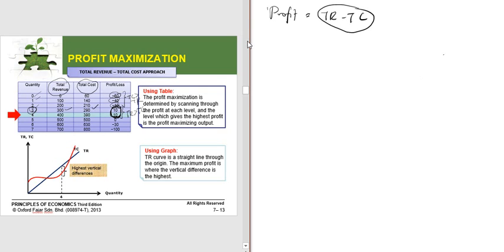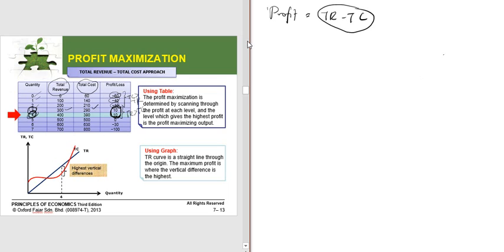Okay, which is 300 minus 290, 400 minus 390, which means you produce or you sell the products at either 3 units or 4 units. Then you will get the highest profit. So we are going to take the highest unit. The more you produce, the better, or the more you sell, the better.